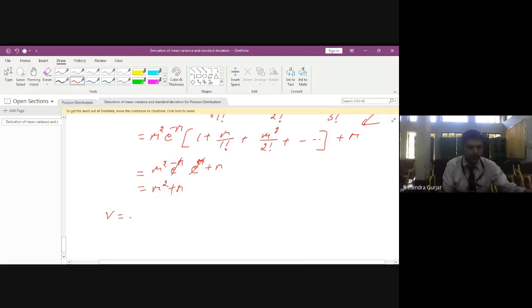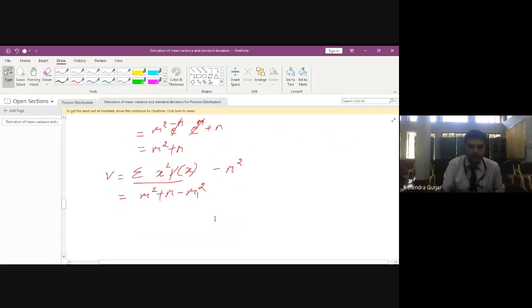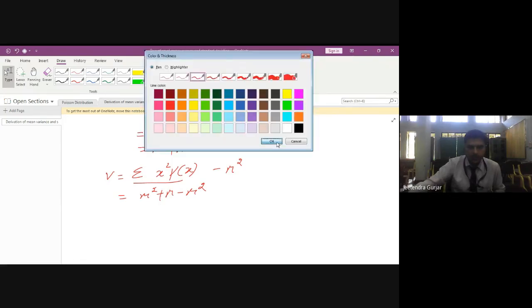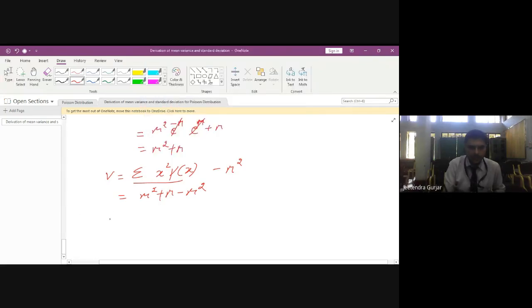V is equal to summation x square p of x, and this is minus m square, that is mean square we have taken, that is the mean for Poisson's distribution. Therefore, this value we have already calculated, it is m square plus m minus m square. So minus m square plus m square will get cancelled. What is remaining now? We get here only m. Therefore, variance V is equal to m, students.